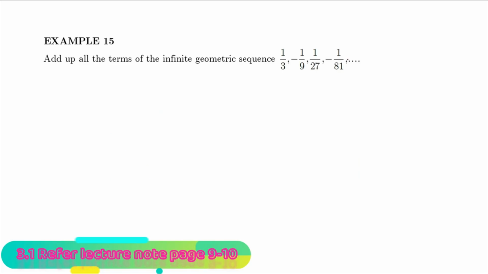For example 15, we have to add up all the terms of the infinite GS as follows. This is what we call infinite because the sequence does not have any last term. So in this sequence, we have our A, 1 over 3, and our R, minus 1 over 3.